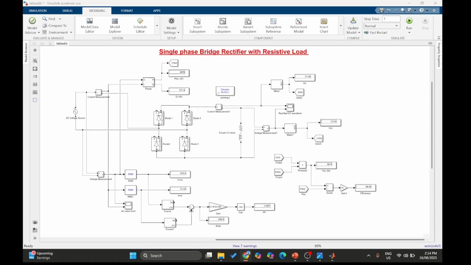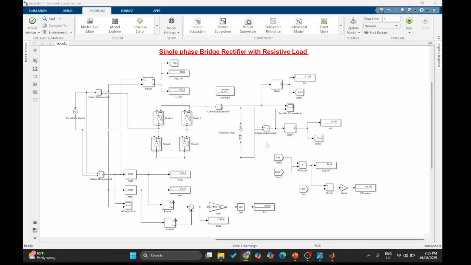On today's video, I'm going to explain the Simulink model of single-phase bridge rectifier with resistive and RL load. I'll try to cover the theoretical performance and compare the calculated values of a rectifier with the Simulink simulation.